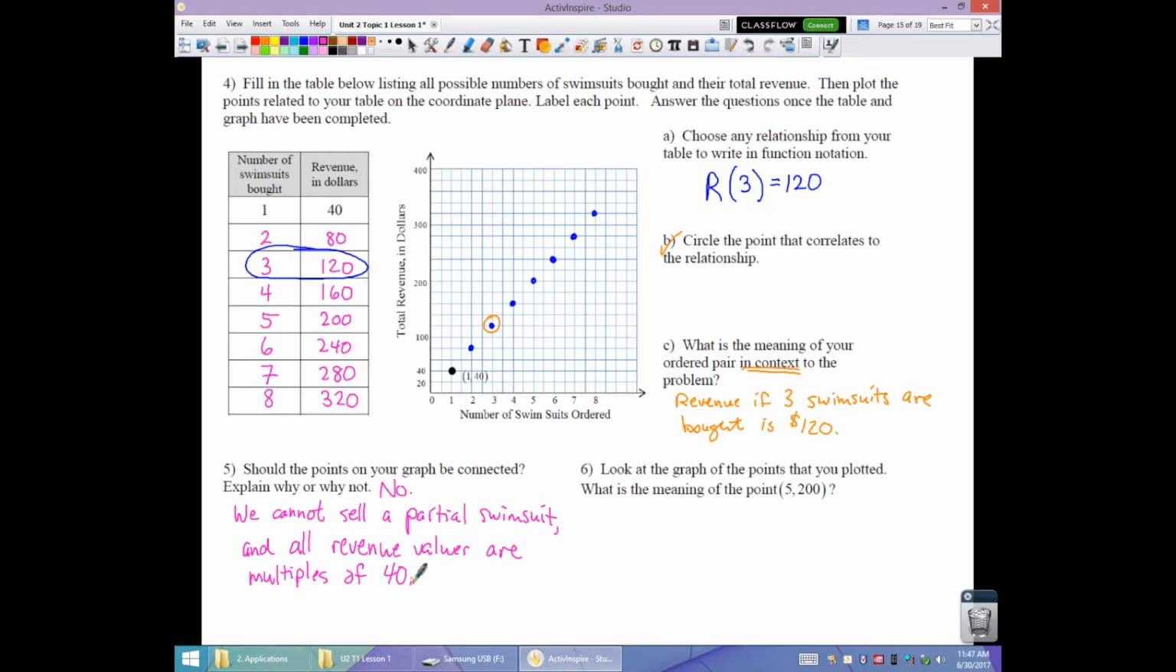And number 6, look at the graph and what's the meaning of the point (5, 200)? Well, we do have (5, 200) right here, and it is in our table. So what is the meaning? Well, just like we did at number 4C, that means apply it to the revenue and the swimsuits. So this time, instead of selling 3 swimsuits and making $120, this means it's the revenue if 5 swimsuits are bought. That revenue is $200.